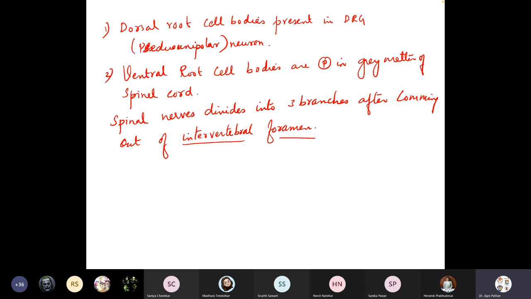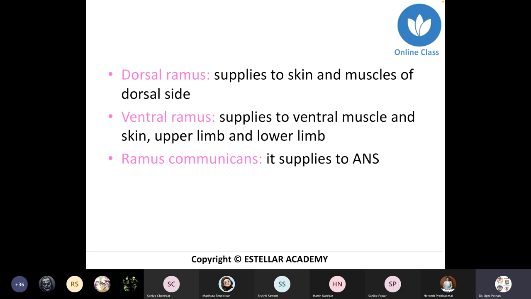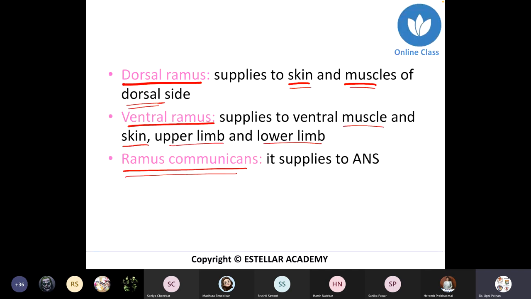Done. Any doubts to anybody there? So when the spinal nerves come out of this intervertebral foramen, it divides into three roots. One is dorsal ramus, ventral ramus, and ramus communicans. Dorsal ramus supplies nerves to skin and muscles on the dorsal side. Ventral ramus supplies muscles, skin, upper limb, and lower limb on the ventral side. And ramus communicans supplies the autonomic nervous system.